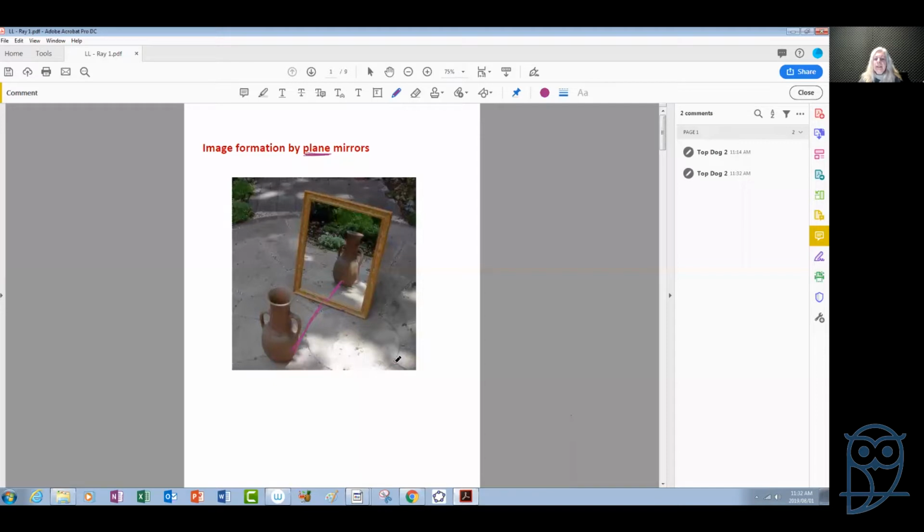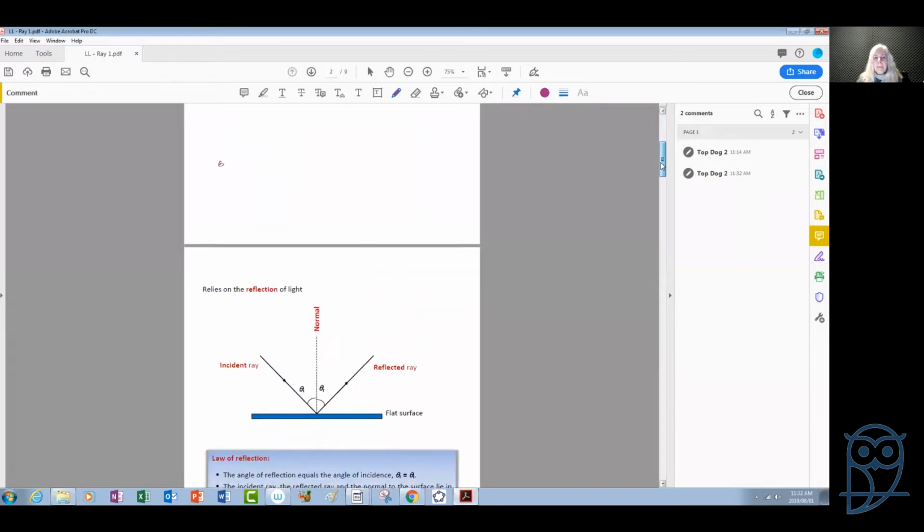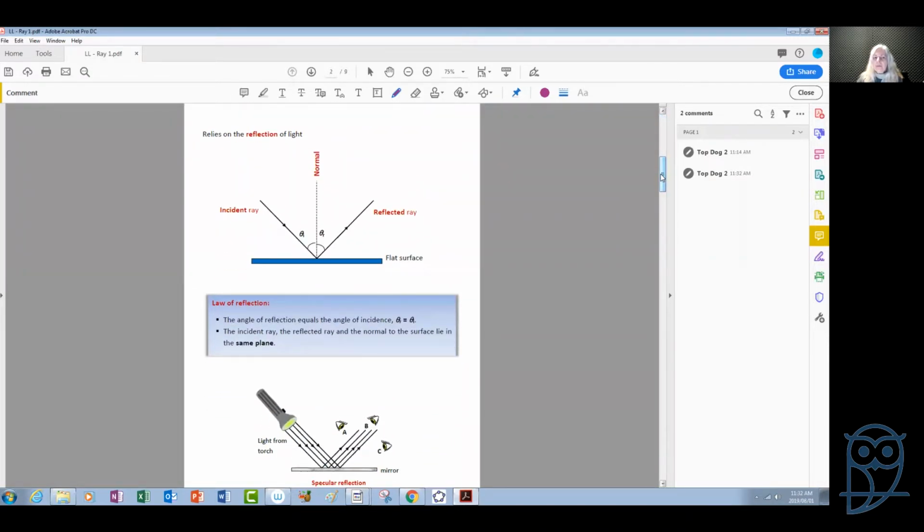No matter if we stand here or we stand there, we stand further away or at any position around there, as long as we see the image inside the mirror, inside this frame, the position of the image does not change. It's always the same. So this is quite important to begin with when we try to draw ray diagrams to show the image formation. So let us begin straight away now with the law of reflection, because the reflection by plane mirrors relies on the law of reflection of light.